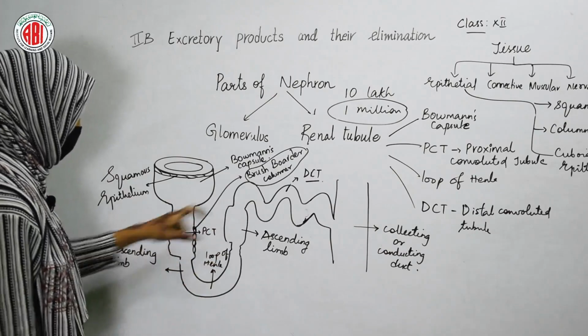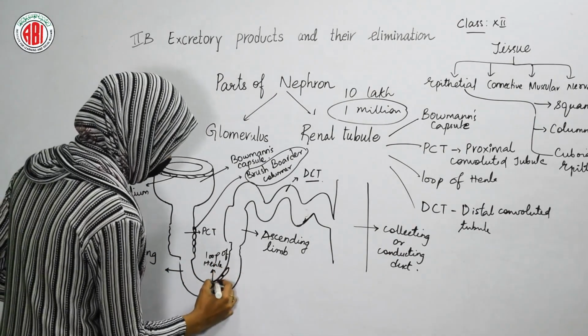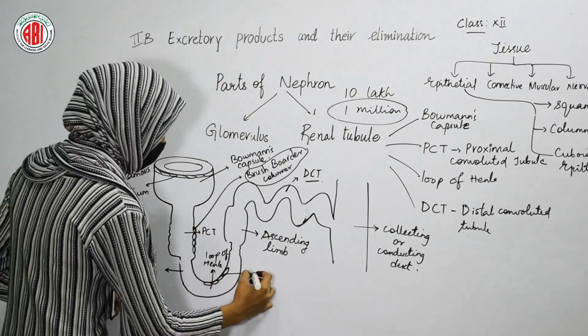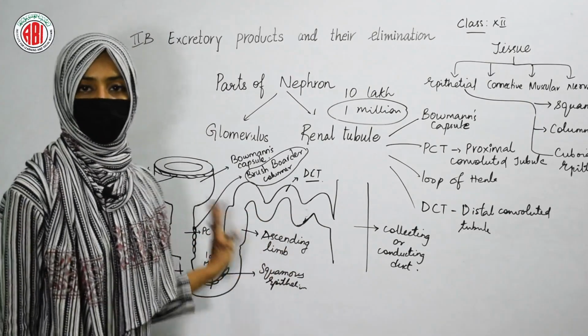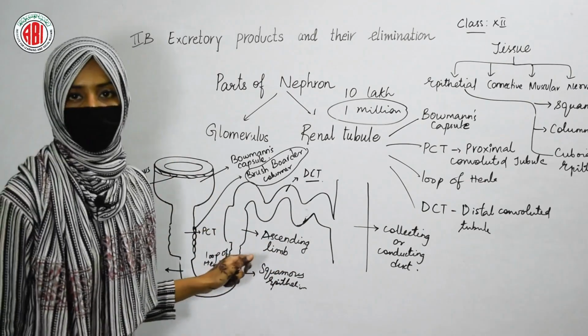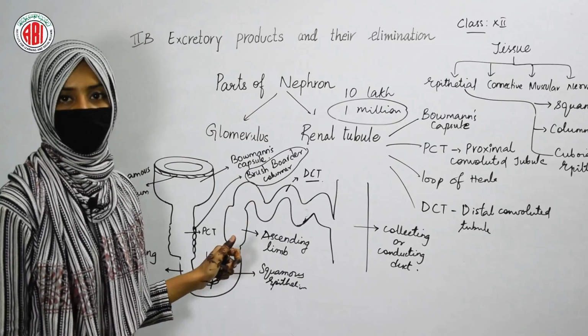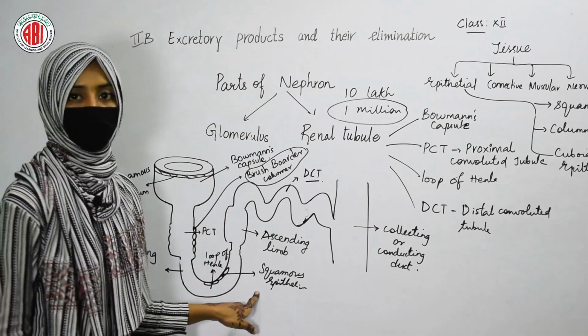And the loop of Henle, again, is lined by simple and flat cells. So these are called squamous epithelium, right? So Bowman's capsule and loop of Henle, both of these structures show the presence of simple and flat epithelial cells, and they are termed squamous epithelium.